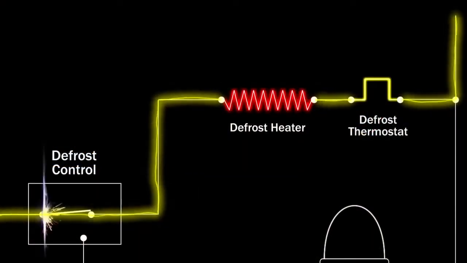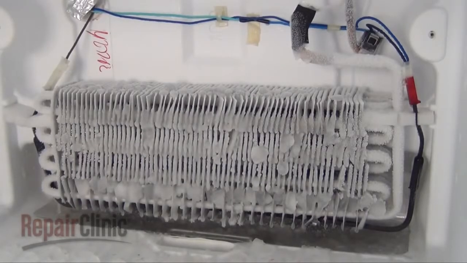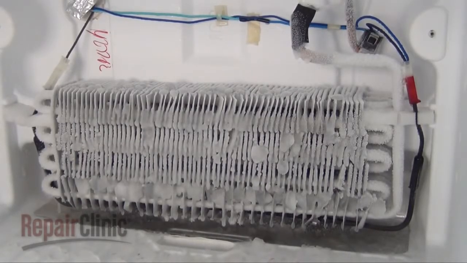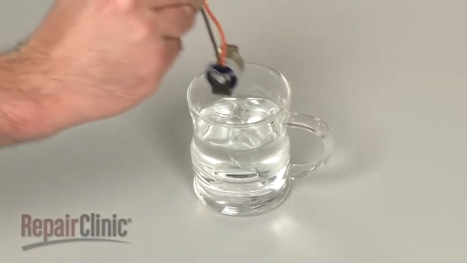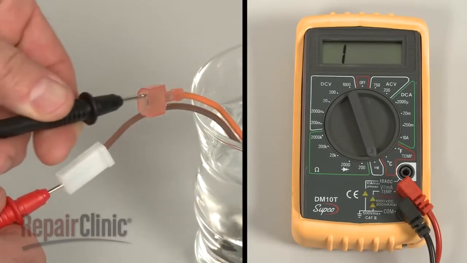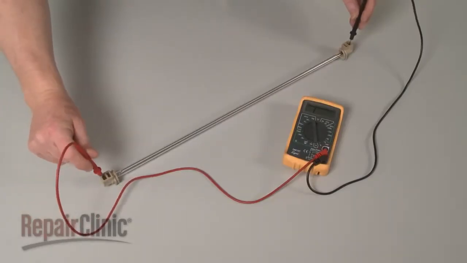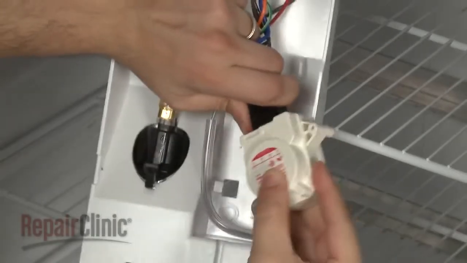If the control, thermostat, or heater fail, the evaporator coils will likely frost over, causing poor cooling in the refrigerator. You can test both the thermostat and heater for continuity to determine if a continuous electrical path is present. If both the thermostat and heater test positive for continuity, it's likely that the control is defective and will need to be replaced.